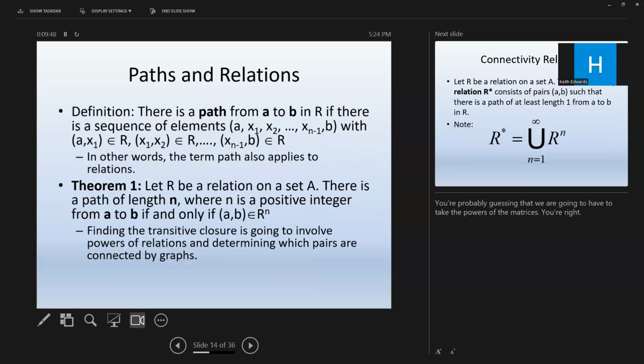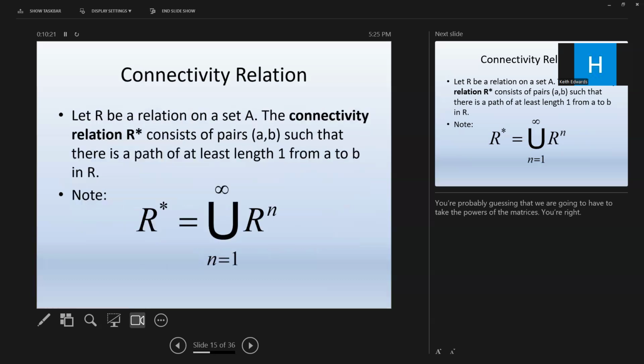There's a path from a to b in R if there's a sequence of elements, each of those being part of the relation, that take us from a to b. Let R be a relation on a set A. There's a path of length n, where n is a positive integer, from a to b if and only if (a, b) is a member of R^n. So finding the transitive closure is going to involve powers of relations, and remember, we went through that in a previous discussion. We're going to determine which pairs are connected by the graph.